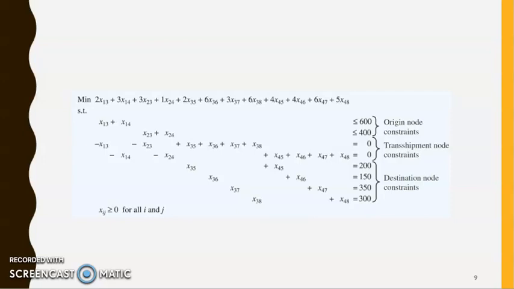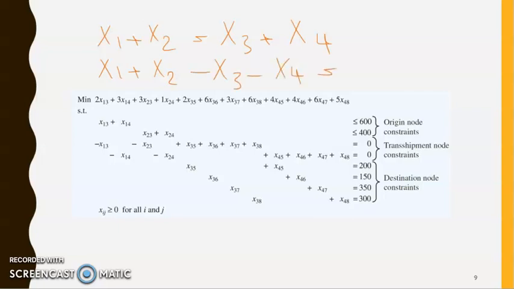Any way you are comfortable writing the transshipment node constraint is okay. Here it is more process type of things. For example, in the previous one, we had x1 plus x2 equal x3 plus x4. Here it has been made more mathematical and more organized by moving all the variables to one side of the equation. So we have x1 plus x2 minus x3 minus x4 equal to 0. It is exactly the same thing that's happening here.